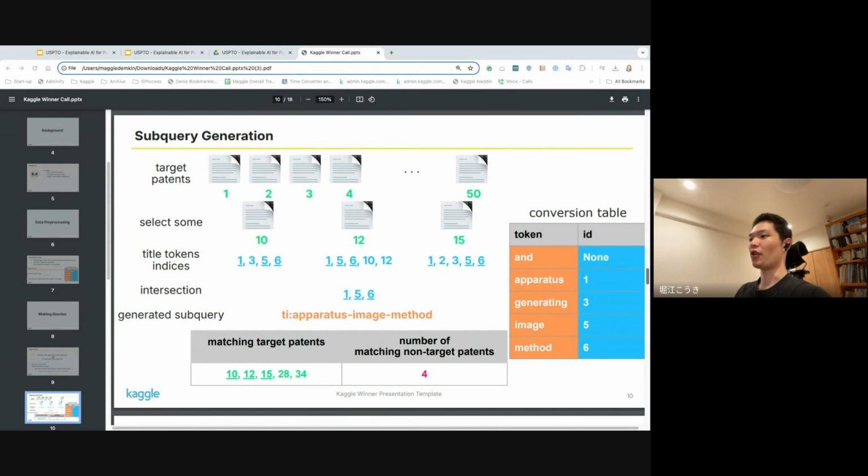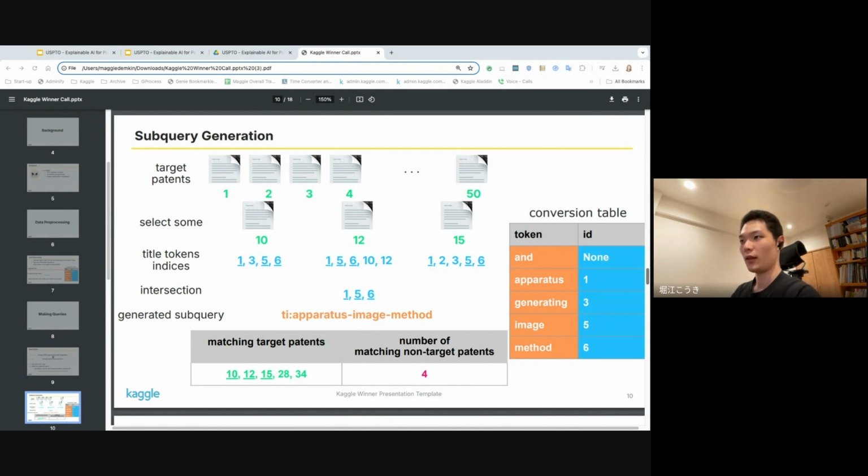This query matches the target patents 10, 12, 15, of course, but they were lucky enough to match other target patents 28 and 34. However, unluckily, because the words in the subquery are common English words, some non-target patents can also be matching. In this case, 4 non-target patents. I performed this calculation for numerous subsets of target patents to obtain thousands of subqueries with the information of which target patents were matching, and also the number of matching non-target patents.